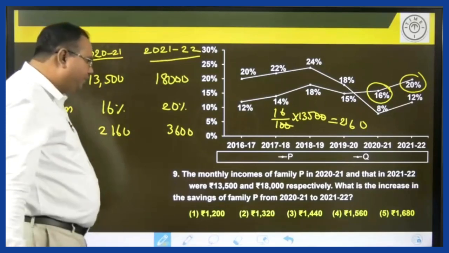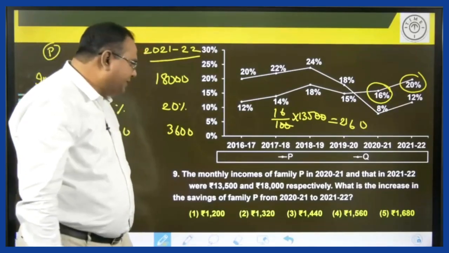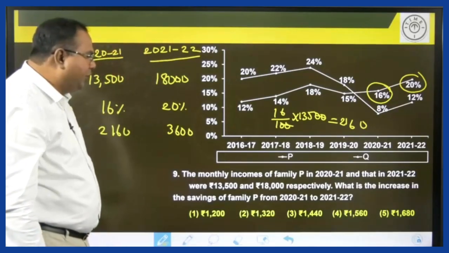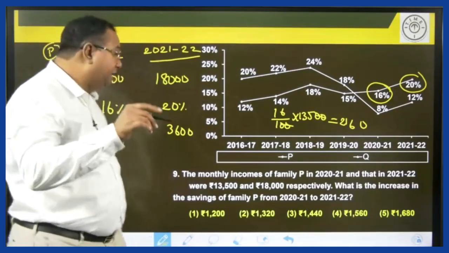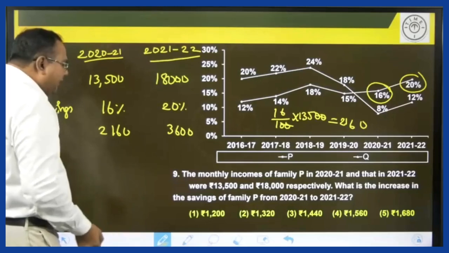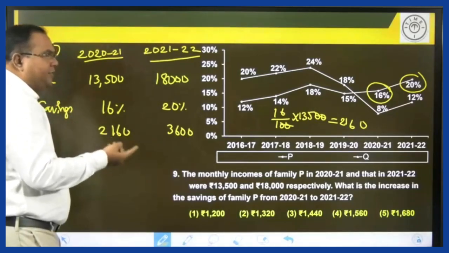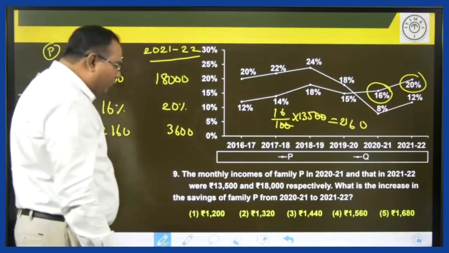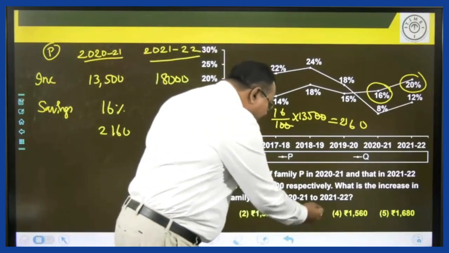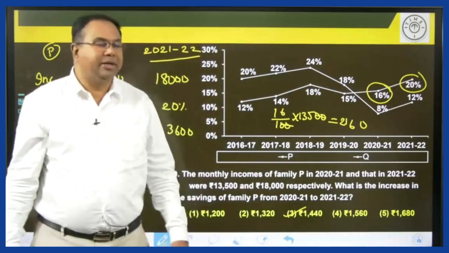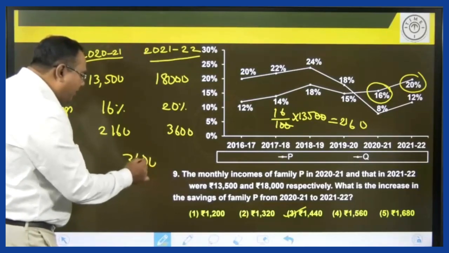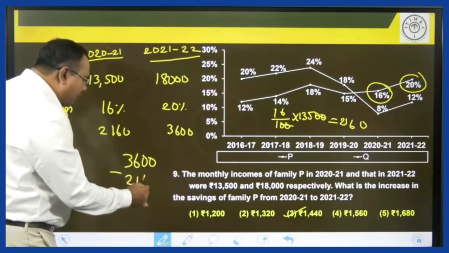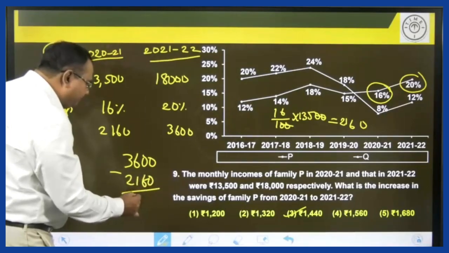What is the question? What is the increase in savings of family P from 2020-21 to 21-22 in terms of rupees? It is not in terms of percentage, in terms of rupees. So what is the increase? 3,600 minus 2,100 is 1,500. Another 60 you have to remove. So 1,440. 1,440 must be your option number 3. He is asking you only increase, ma. So 3,600 minus 2,160. So it has to be 1,440.